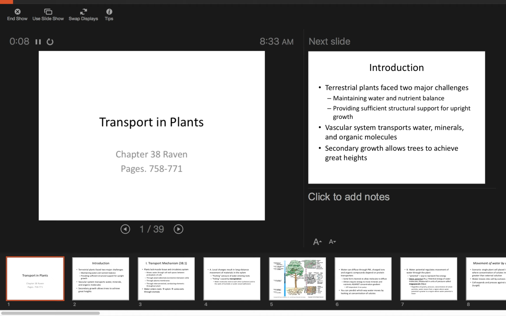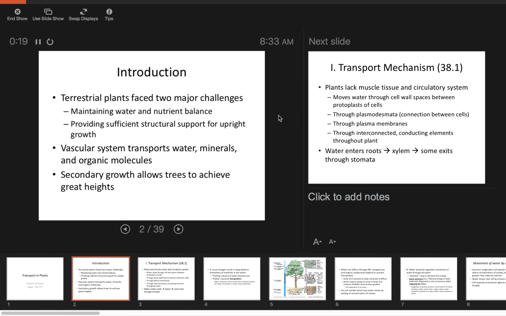This lecture will be short. It should only take me about 20 minutes to get through. I'm just going to talk about how plants move substances in and out of cells. So a little bit of an introduction here.